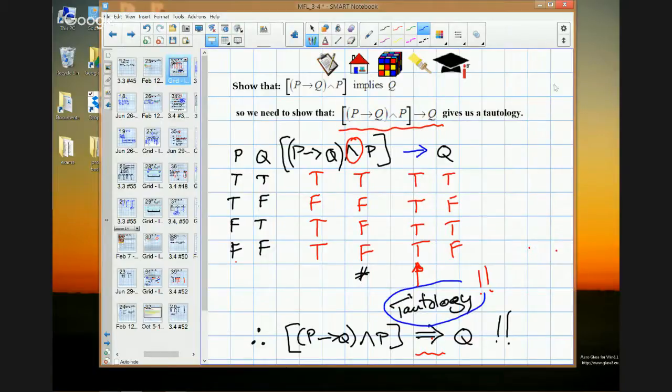So why don't we observe this one first, okay? So here's one way on the top. You see where it says, show that this thing in brackets implies Q. So the only way to find that out is to have that thing in brackets be the if, and then put Q on the right, what I've got right here. So I set up a truth table to do that.